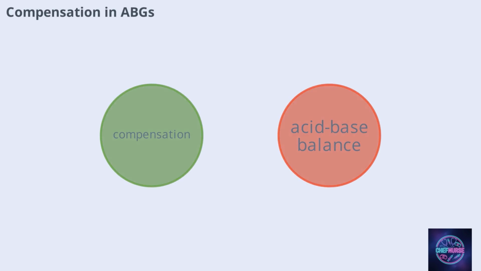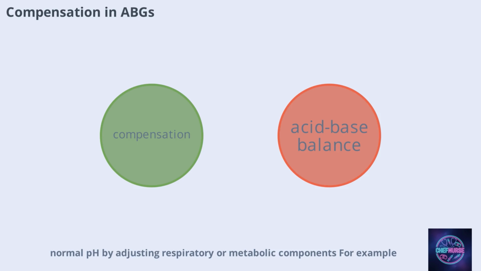Compensation refers to the body's attempt to restore normal pH by adjusting respiratory or metabolic components. For example, in metabolic acidosis, the lungs may increase breathing to blow off CO2. On the NCLEX, you'll need to determine if compensation is present by analyzing all ABG values together.